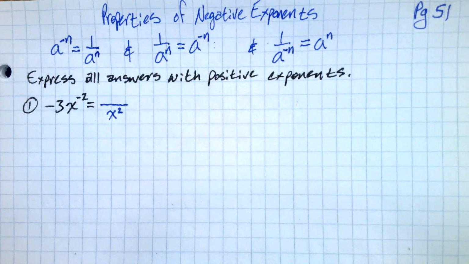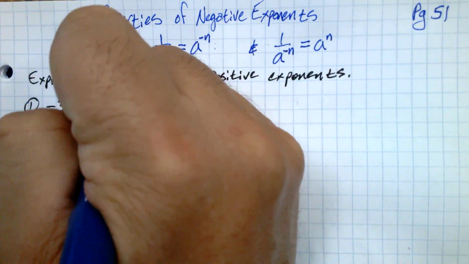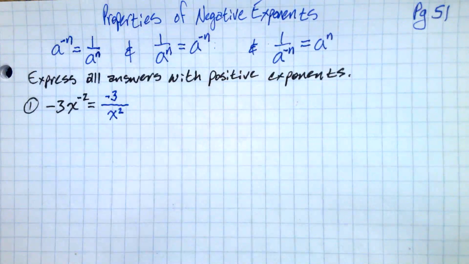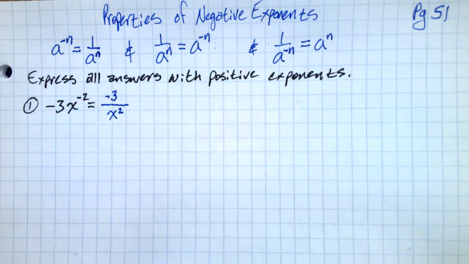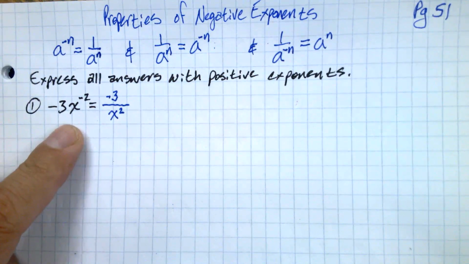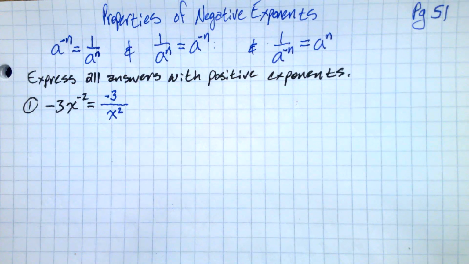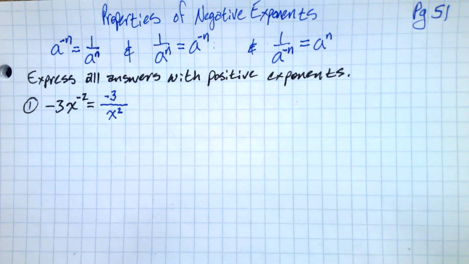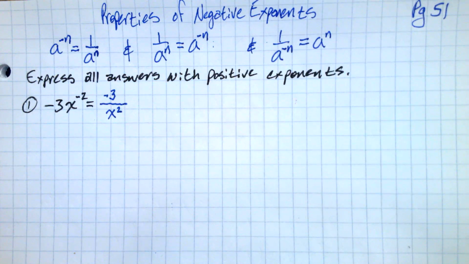And how about our negative 3? Where does it go? Numerator. It stays in the numerator. It had a positive exponent, so it stayed upstairs. So all we're doing is, if you see a negative exponent and it's in the numerator, you bring it down. If you see a negative exponent and it's in the denominator, you bring it up. If you can keep that in mind, this is easy stuff.